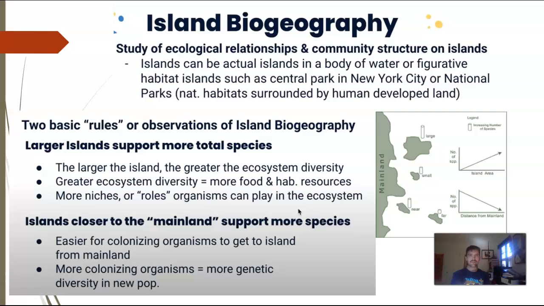Islands closer to the mainland support more species because it's easy for organisms to get to the island from the mainland, right? And so there's more colonizing organisms, more organisms come over, and so there's more genetic diversity in the population. And so if you're looking at this, you see the number of species goes up as the island gets bigger. See that? There's a direct correlation there.